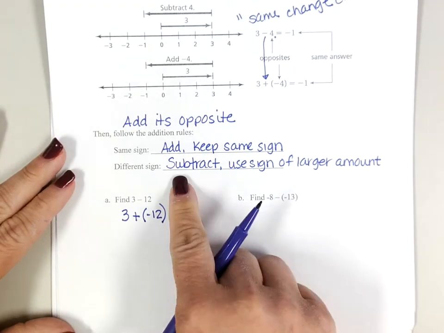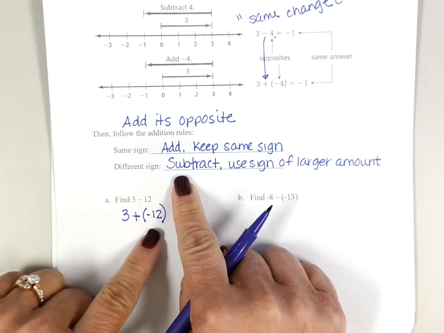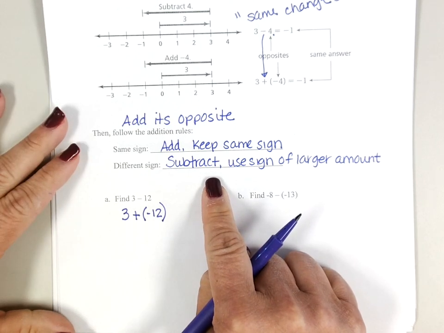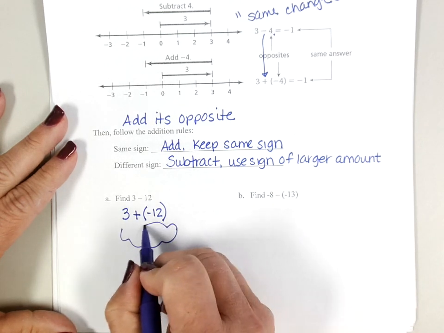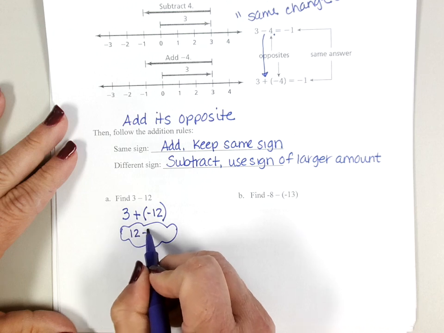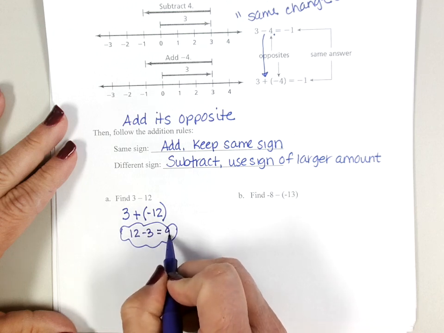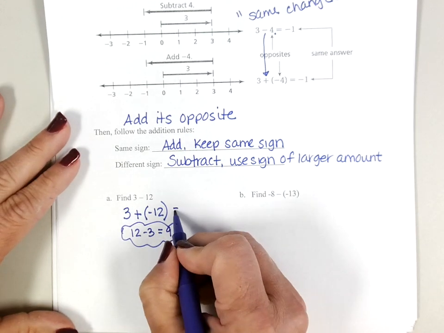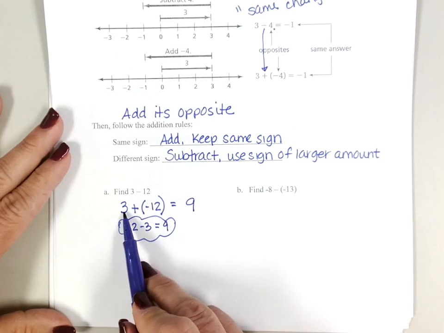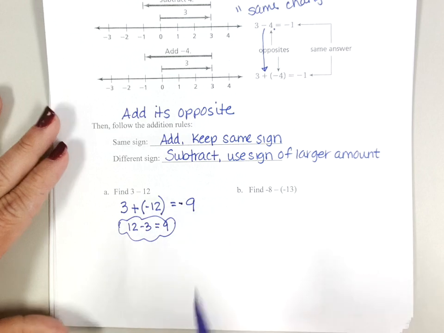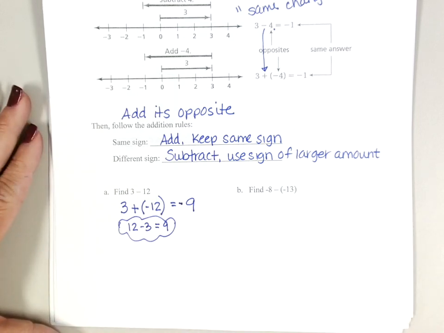Okay, I go back up here and I have different signs now. I'm going to subtract 3 and 12, right? So in my head, I'm going to make like a little thought bubble. In my head, I'm doing 12 minus 3 and saying that's 9, right? So that's 9. Do I have more positives or more negatives? I have more negatives, so my answer is negative.